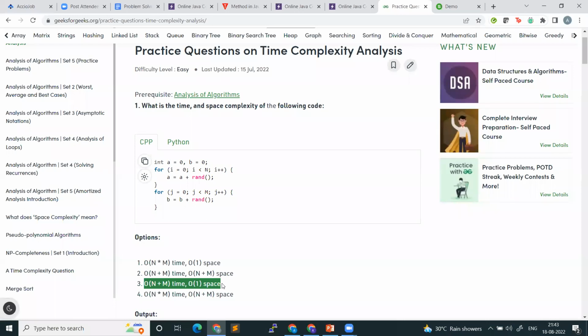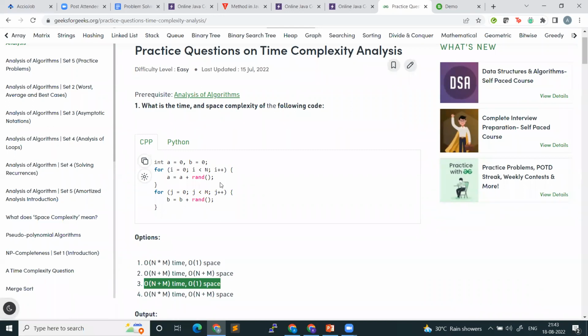Is space understood? Big O of 1 space complexity. See, are you making any extra data structure? Are you making any extra space? No. These are all basic variables, right? Even if you increase the value of n now, the space taken by the program will not change. That is why the space complexity is constant, big O of 1. It is not dependent on n, right?